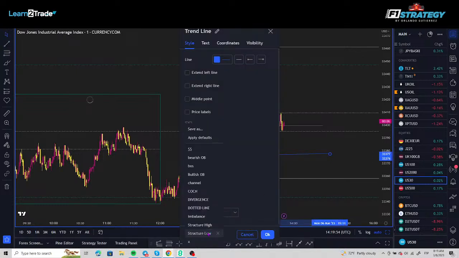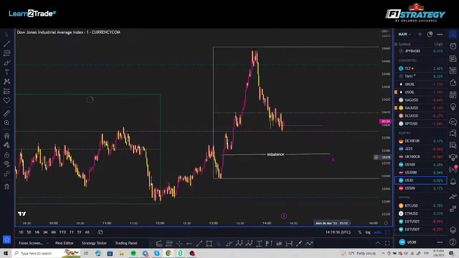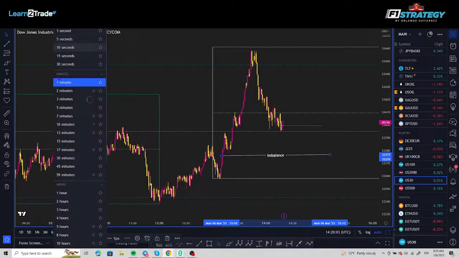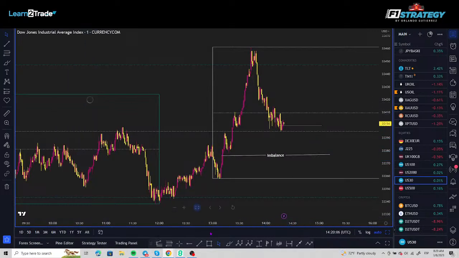This is a much better setup. So we have an imbalance here. Pretty simple, right? A good imbalance here. Oh boy. We have a good imbalance here. Then we have the liquidity, still untapped liquidity, right here.